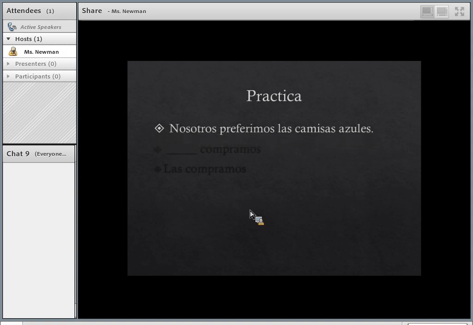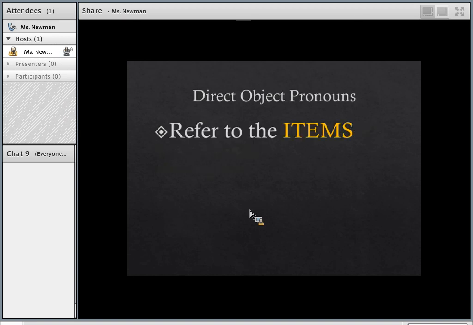Nosotros preferimos las camisas azules. Hopefully you picked right up on it. It is feminine and plural for that pronoun, replacing the blue shirts, right? So it goes right before that verb. Las compramos. Remember, that's feminine and plural. Okay, so direct object pronouns refer to the items, right? Like the items you're buying or doing something with.